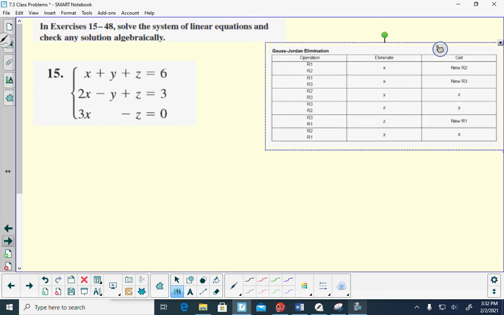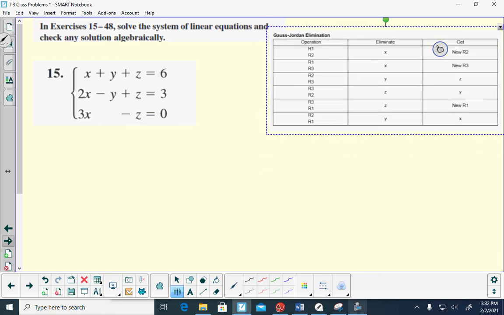And we're going to just follow this pattern, and if I follow this pattern, I'm going to solve it so that it's in reduced row echelon form, which means I'll know my x, I'll know my y, and I'll know my z, and I don't have to do the back substituting. So number 15, I'm going to follow this pattern.